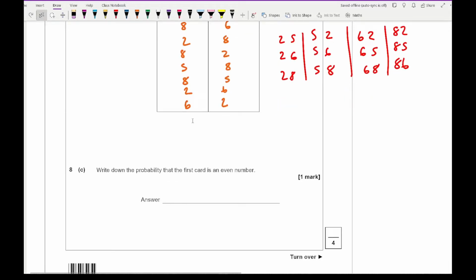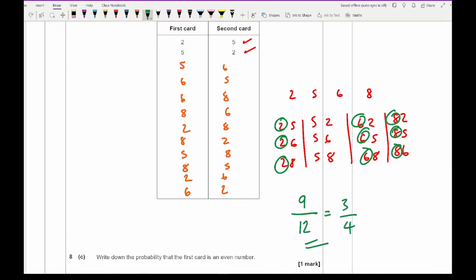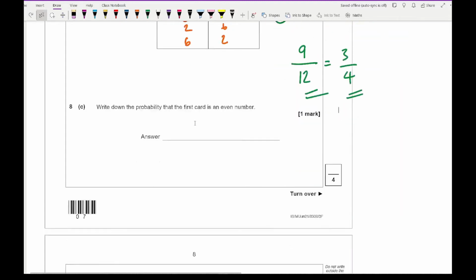Moving on to question 8c, it says write down the probability that the first card is even. So from the 12 options we have together, how many are starting with an even number? So I've got 1, 2, 3, 4, 5, 6, 7, 8, 9. So it's going to be 9 out of a total of 12, which simplifies to 3 over 4. And I would say for 1 mark, any of those, whether it's the simplified version or the original version, is going to be fine for that 1 mark.